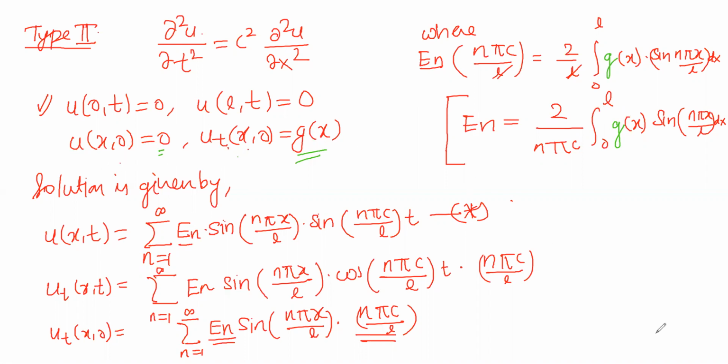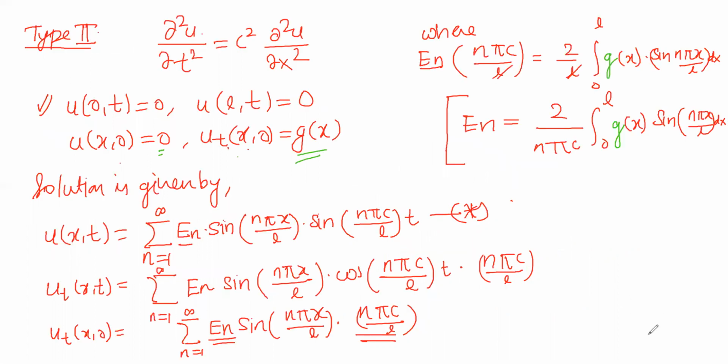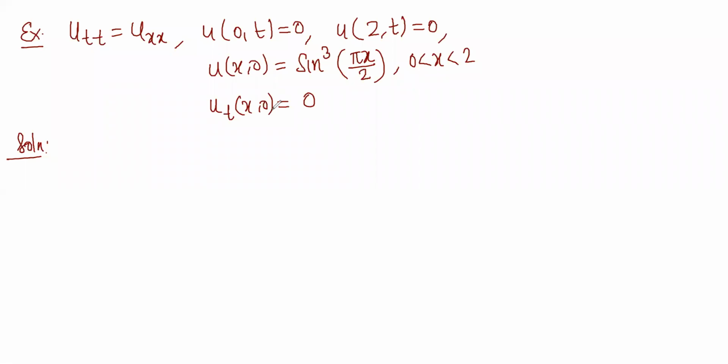In type 1, we have f of x everywhere. In type 2 we are using g here. So in type 3, this part will get changed to just g of x. Now let me consider a problem so that you understand it better. So now look at this problem.